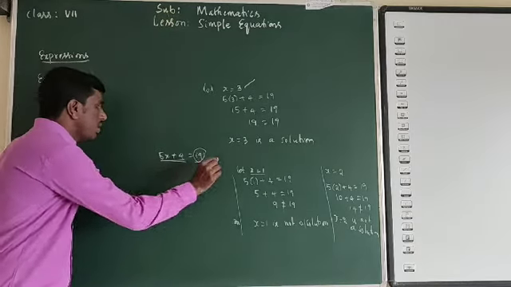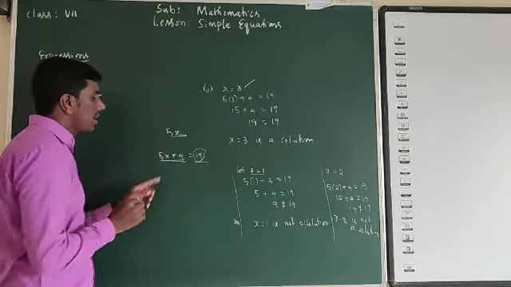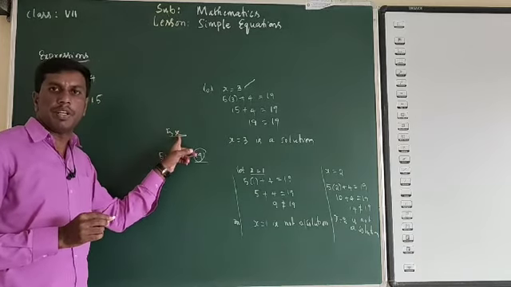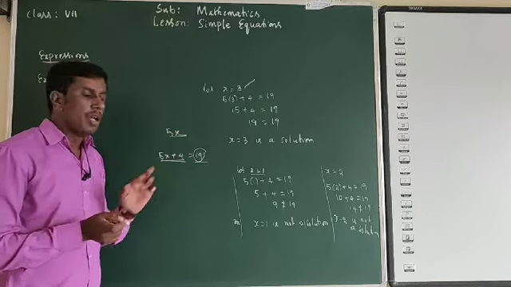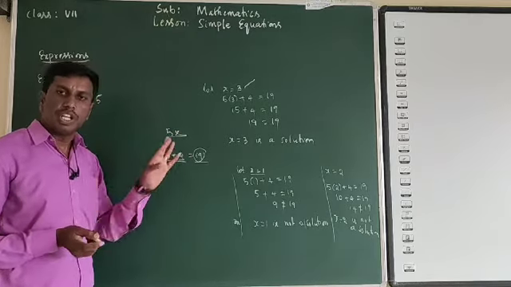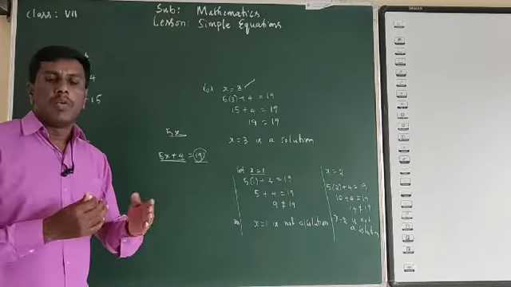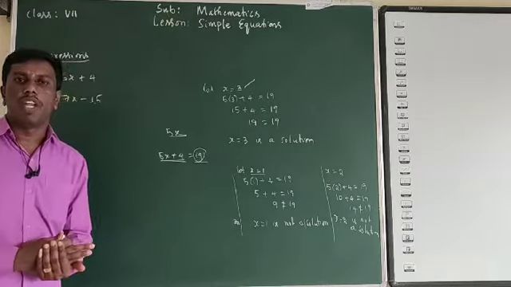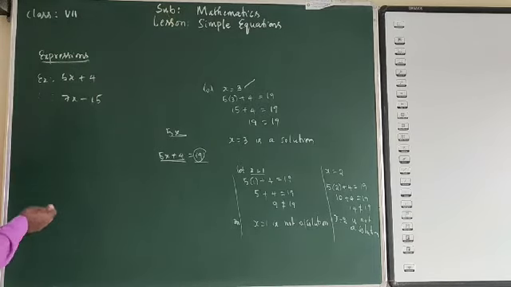So 5x plus 4 is an expression. Even 5x alone is an expression, because an operation is done with the variable. What is that operation? The variable is multiplied with 5. So it is an expression. To call it an expression, a variable must be involved in it.